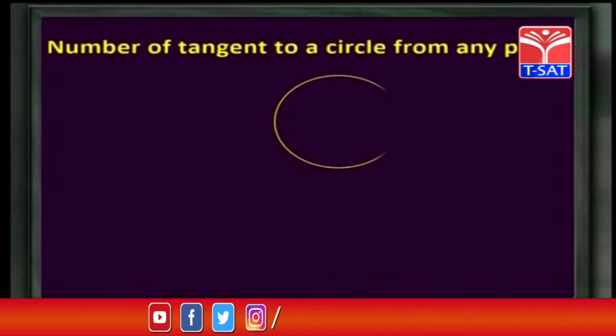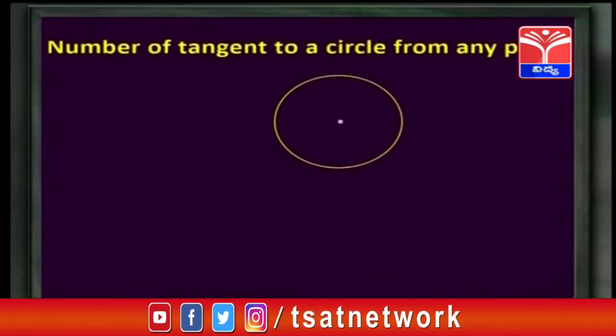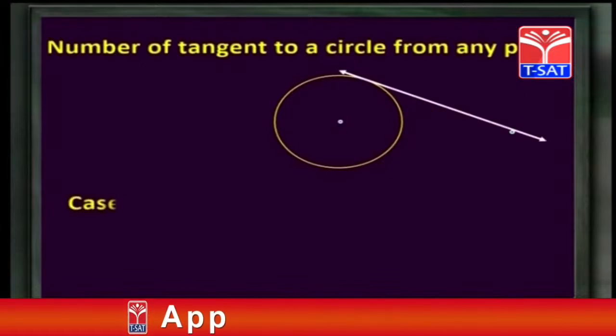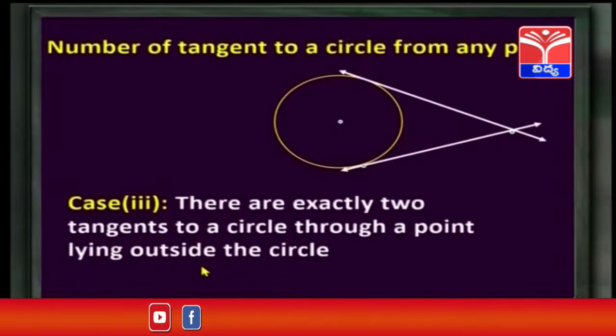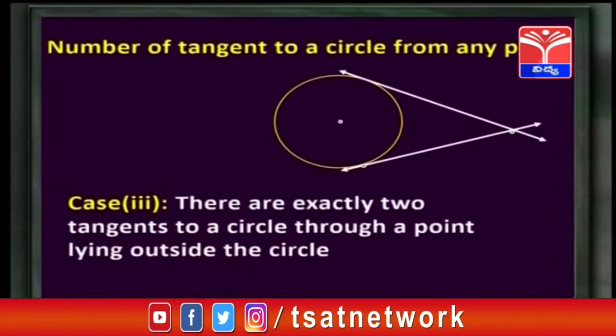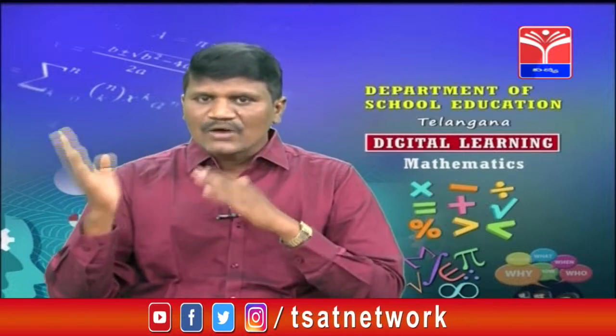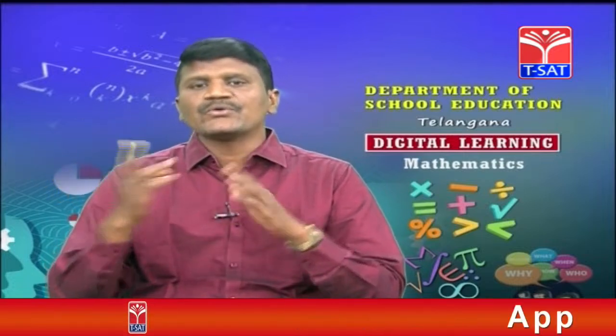Let us see one more case, point lying outside the circle. So this is the point outside the circle, so we can draw one tangent like this and one more tangent like this. So there are exactly two tangents to a circle through a point lying outside the circle. So if you observe here, the point is outside the circle. If a point is outside the circle, we can draw two tangents.